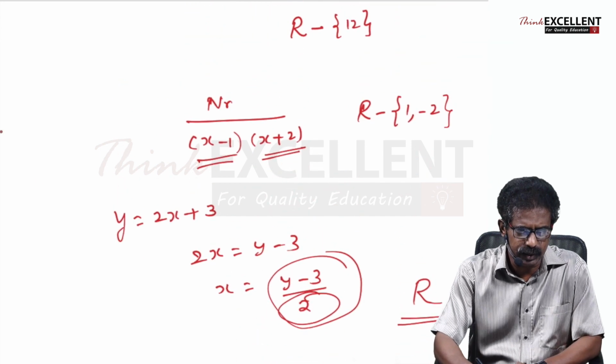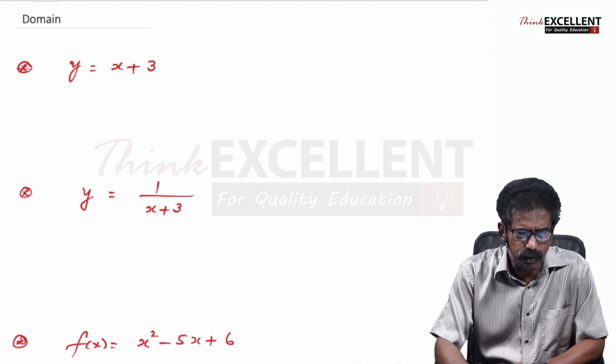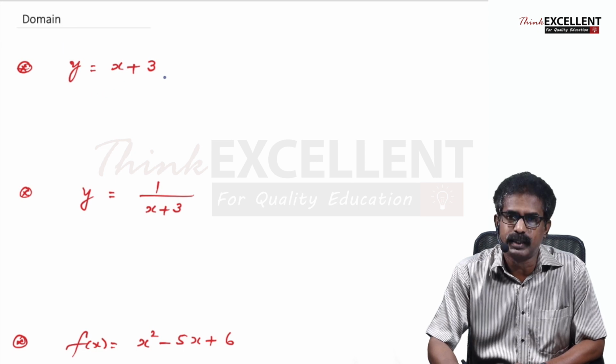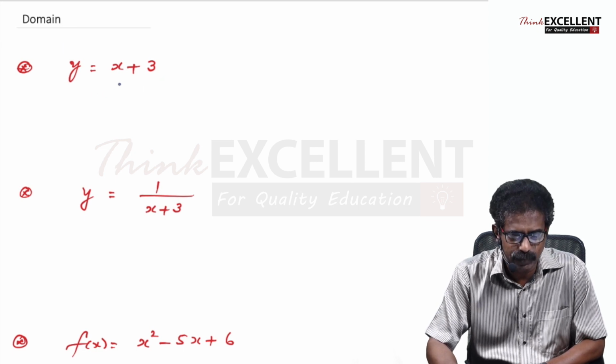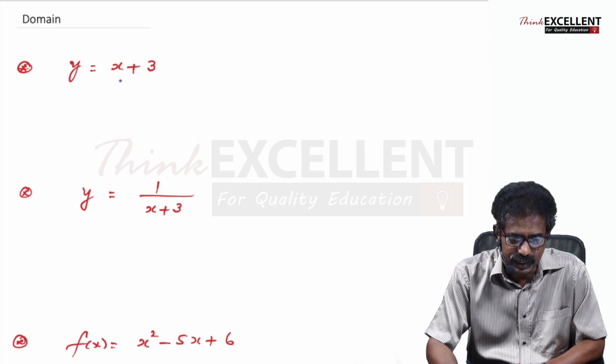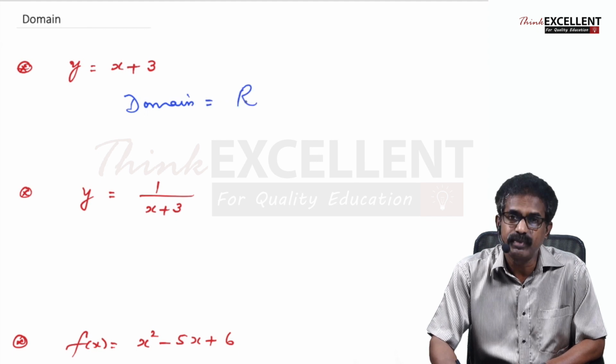Okay, so like that you have to find. So we see sums in detail. See the first one, y equal to x plus 3. Now we see domain. What is the domain? Can you say? There is no denominator, so the function exists for all the values. So you can say the domain is equal to R, the set of real numbers.